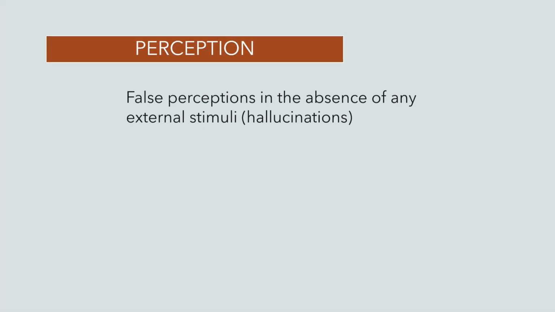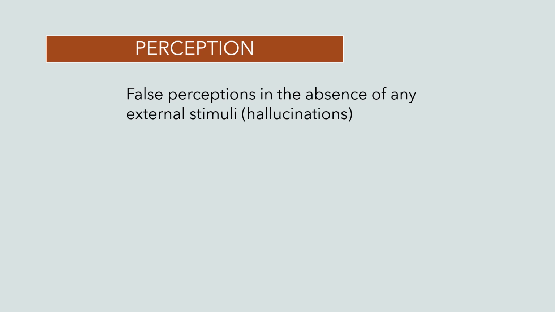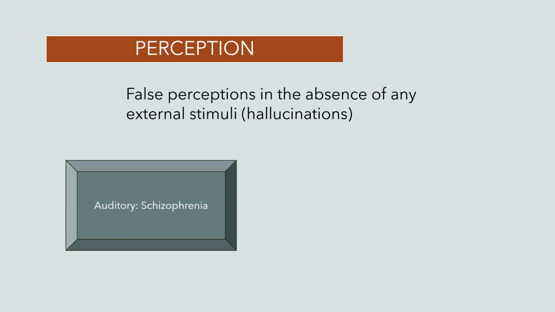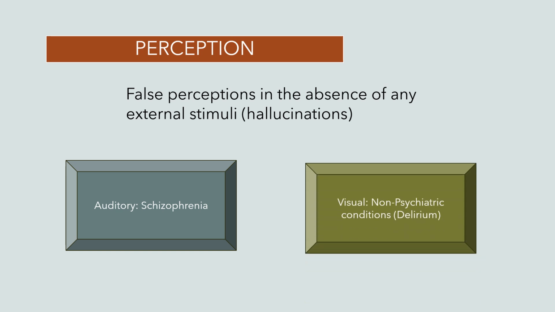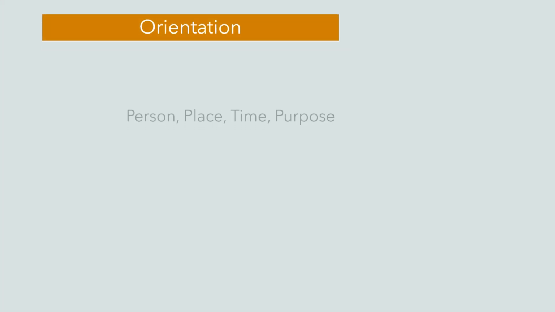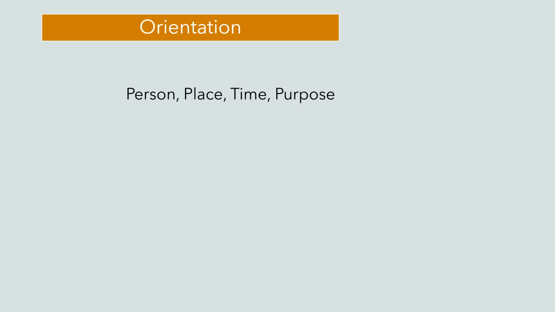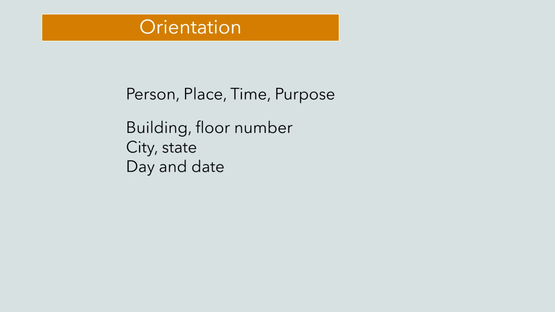Perception. False perceptions in the absence of any external stimuli, hallucinations. Auditory for schizophrenia. Visual for non-psychiatric conditions like delirium. Orientation. Person, place, time, and purpose. Building and floor number. City, state, day and date.